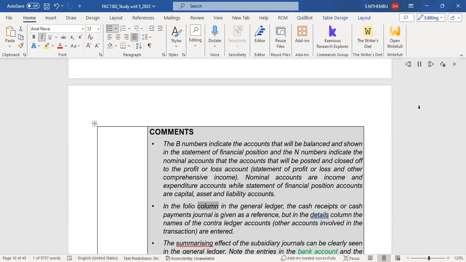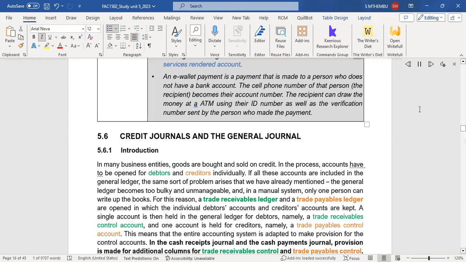In the folio column in the general ledger, the cash receipts or cash payments journal is given as a reference, but in the details column the names of the contra ledger accounts, other accounts involved in the transaction, are entered. The summarizing effect of the subsidiary journals can be clearly seen in the general ledger. Note the entries in the bank account and the services rendered account.